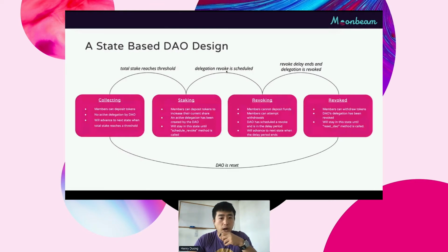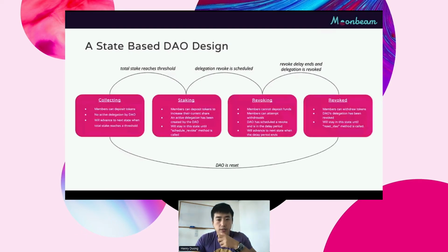Essentially for our DAO, there will be four states. As you can see on the slide, the first state is called collecting. The second state is called staking, and the staking state is where the DAO will be for the vast majority of the time. The third state is called revoking, and the fourth state is called revoked. You can see the links between the states, which are basically the triggers that must be satisfied for the states to change. For instance, to go from the collecting state to the staking state, the total amount staked in our DAO staking pool must reach a certain threshold.